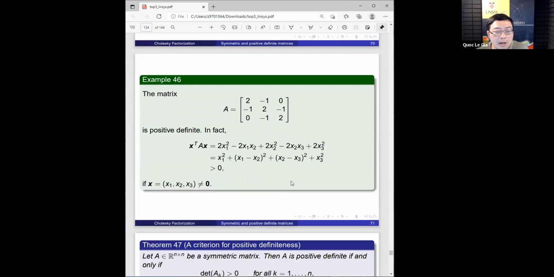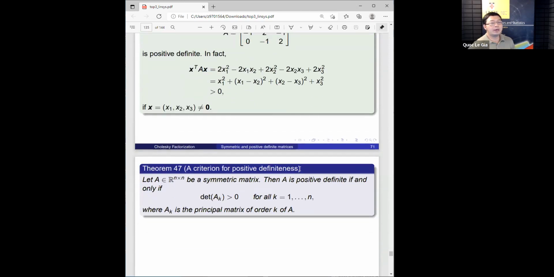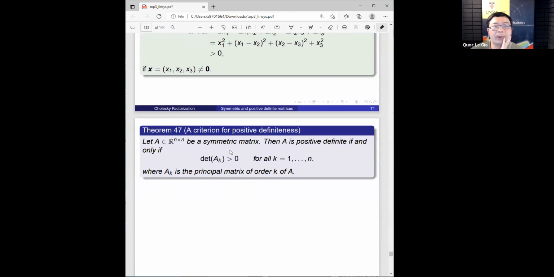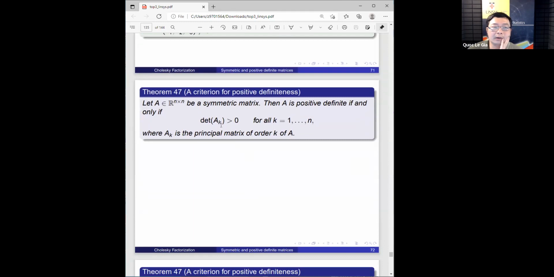And how do we tell whether a matrix is positive definite or not? Suppose you have a symmetric matrix. In this section, we just consider symmetric matrices only. Then you can check whether the matrix is positive definite by checking the determinants of all the principal submatrices of order k. So you check the submatrices of order 1, order 2, up to order n. If all the determinants are positive, then the matrix is positive definite.